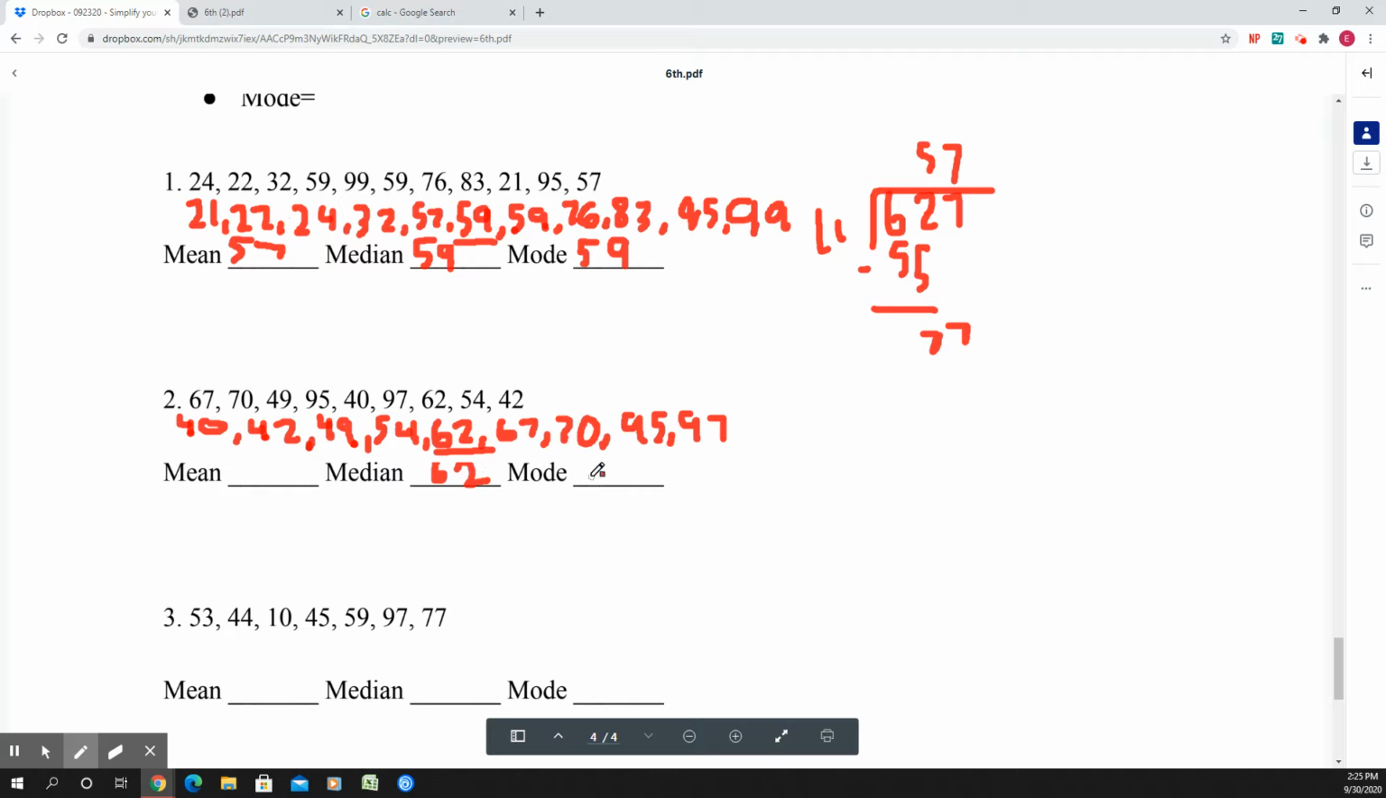When you're trying to find the mode, you want to find the most frequent number. But this time, all of these numbers only come up once, so there is no mode. So the mode is not applicable. And the only thing that's left now would be the mean. And so you have to add all this up. And if you do that, you will get 576. And then you want to divide 576 by the number of numbers, which is 9. So 576 divided by 9 is 64.